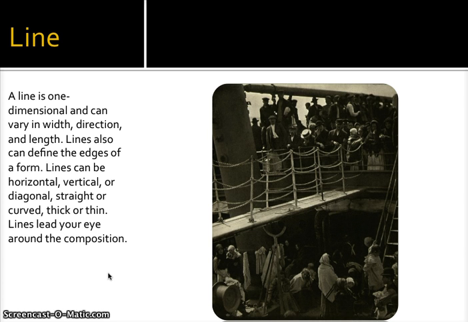So in this photograph by Alfred Stieglitz, the artist chose to use the element of line to really tell a story. So right here is the emphasis. The line is the main part of the photograph. And the artist was choosing to show the dividing line between the haves and the have-nots.